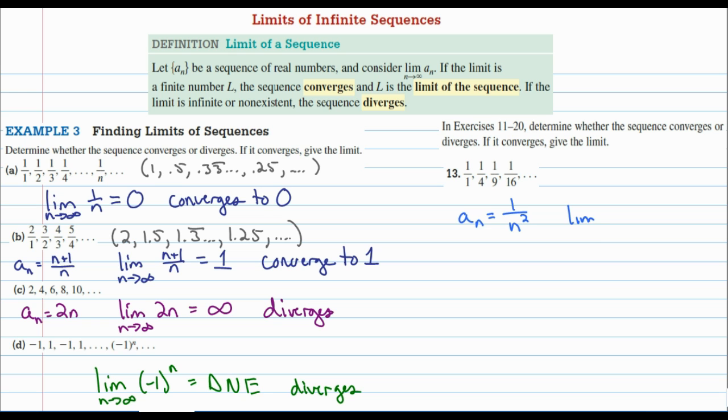So I'll take the limit as n approaches infinity of 1 over n squared, and very similar to example 3 part A, that is going to converge to 0 because its limit will equal 0.